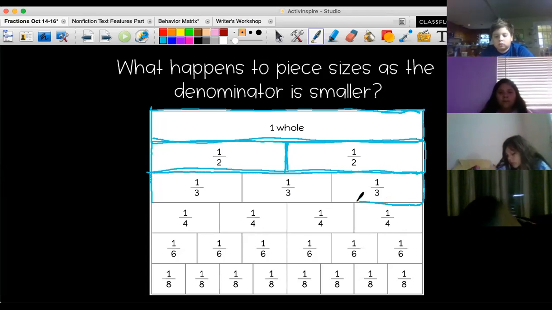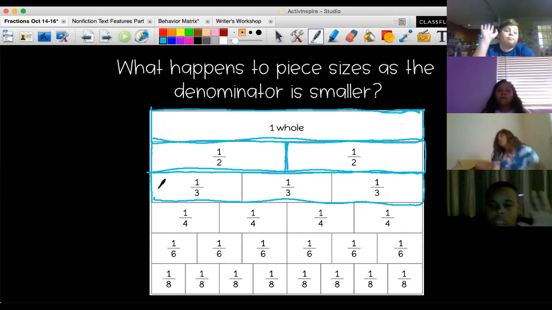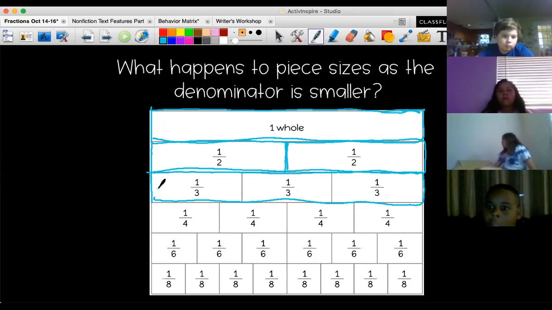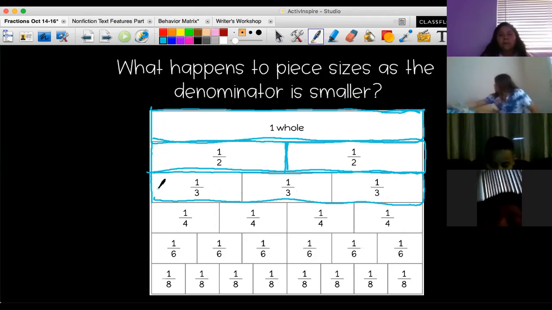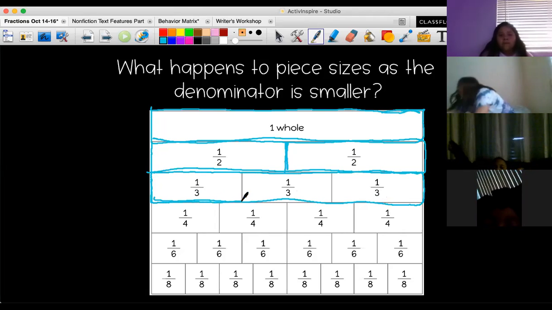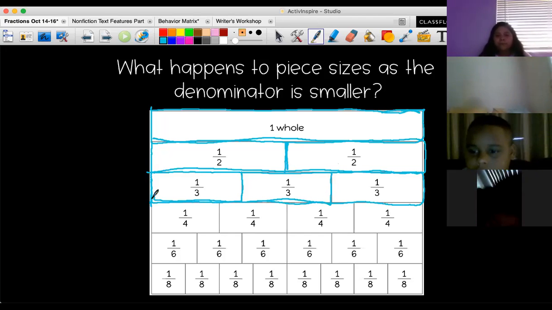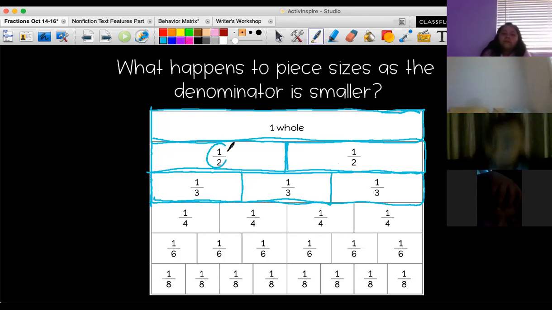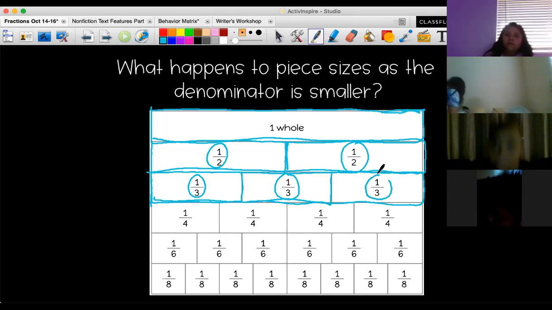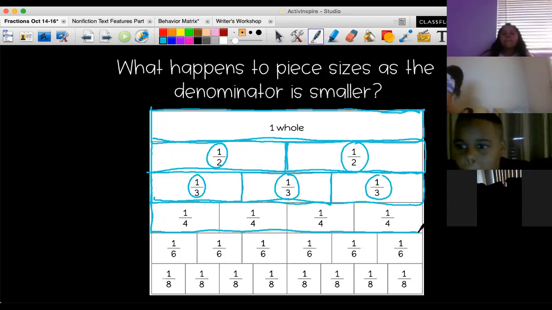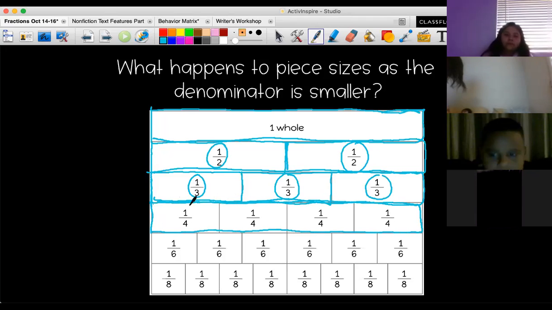What do you notice about these pieces as we keep going down? What is different? Corbin. They're getting smaller. So the more I divide it up, the smaller the pieces get. If I shared it with Mr. Hoffman, I would have 1/2 and he would have 1/2. But if we shared it with Mrs. Kleinsmith, I would have 1/3, Mr. Hoffman would have 1/3, and Mrs. Kleinsmith would have 1/3. And then if we shared a candy bar with Mrs. Brocker too, we would all have 1/4.